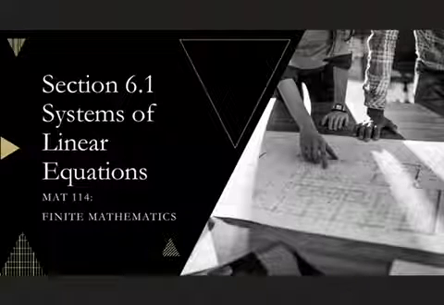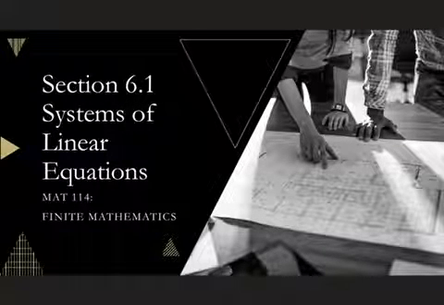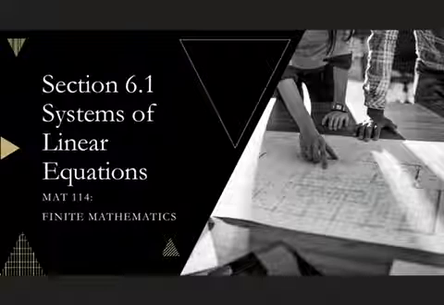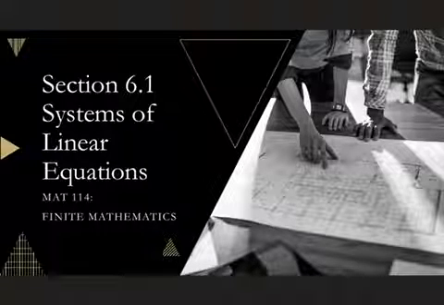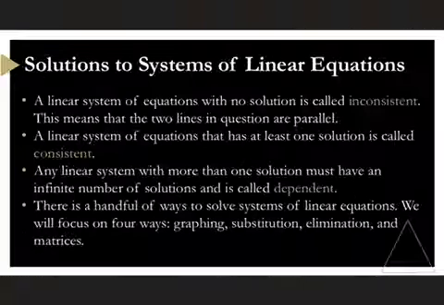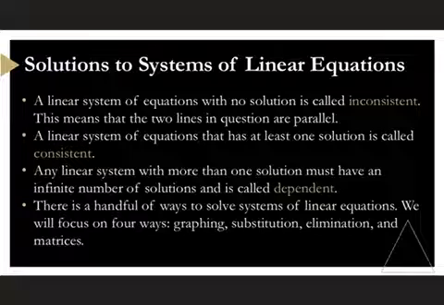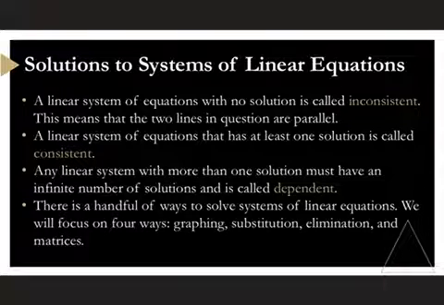All right, section 6.1, we're going to start looking at systems of equations, which are essentially multiple equations that are interacting with each other. Okay, so you've got a linear system, two lines on the same graph. They might cross, they might not. If they don't cross, that means there is no solution, and we call them inconsistent. Or what that actually means is that they are parallel.